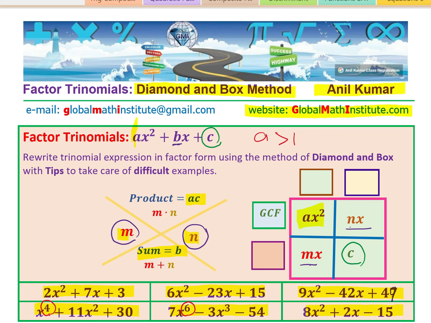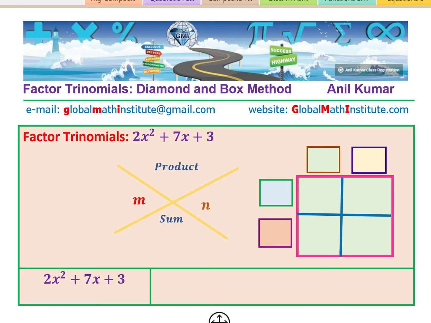All right. Let's take the example before us to understand it fully. So here is our first trinomial, 2x squared plus 7x plus 3. How do we factor it? As I said, the first term, 2x squared, comes on the left-hand corner square. And the constant 3 comes right there. So we'll write the constant 3.